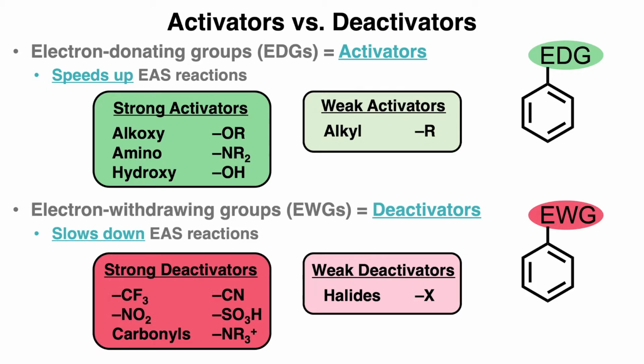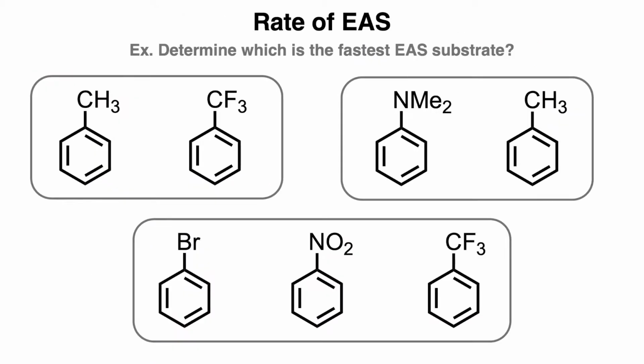On the other hand, electron withdrawing groups can also be called deactivators, and they slow down EAS reactions. Strong deactivators can be CF3, NO2, carbonyls, nitriles, sulfonic acid groups, or even ammonium groups. And weak deactivators are halogens. Now let's determine which is the fastest EAS substrate within each group.